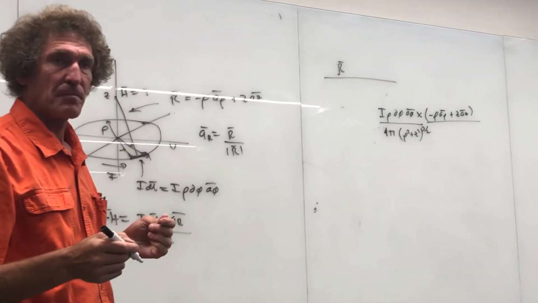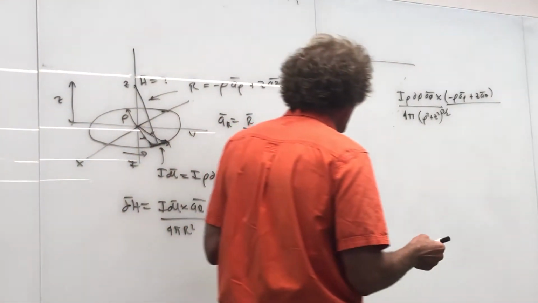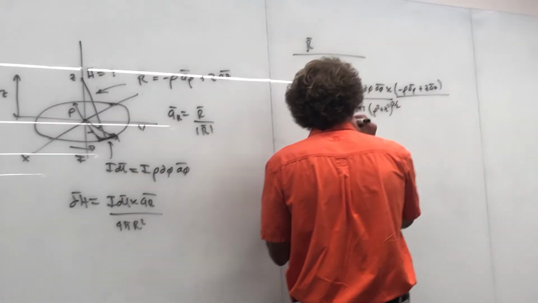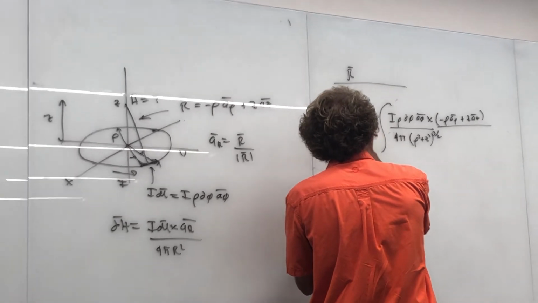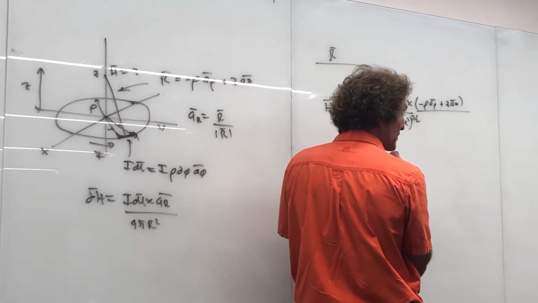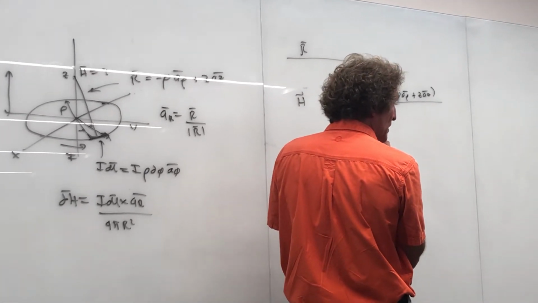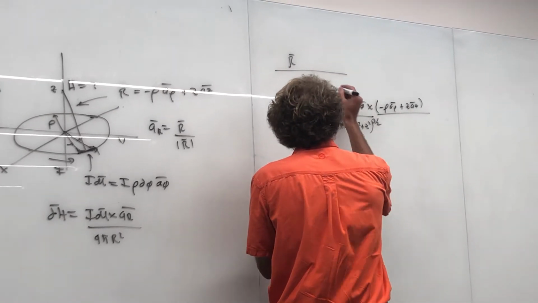Does everybody agree with that? We did this last time. Then we have to integrate this to get the total H field. Where do we integrate it from, class? 0 to 2 pi. Right, make sure you do 0 to 2 pi.